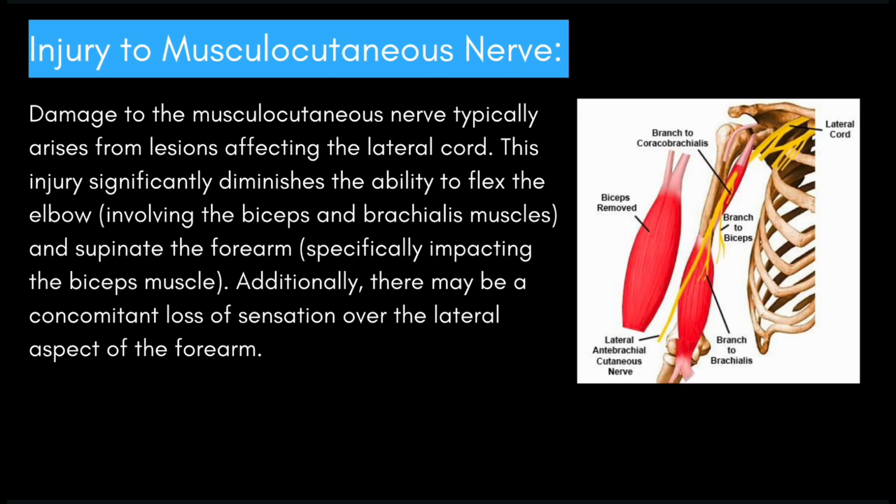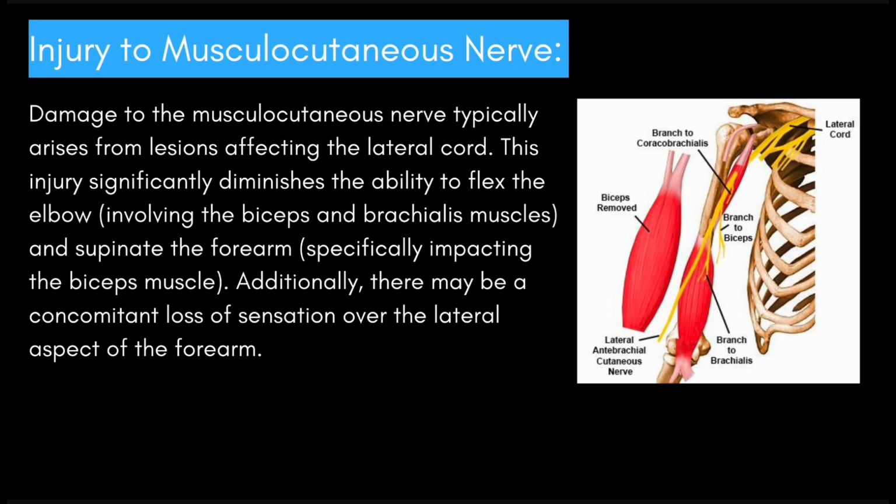Injury to the musculocutaneous nerve. Damage to the musculocutaneous nerve typically arises from lesions affecting the lateral cord. This injury significantly diminishes the ability to flex the elbow, involving the biceps and brachialis muscles, and supinate the forearm, specifically impacting the biceps muscle. Additionally, there may be a concomitant loss of sensation over the lateral aspect of the forearm. You can see the illustration will show where the musculocutaneous nerve goes through and what muscles it affects.